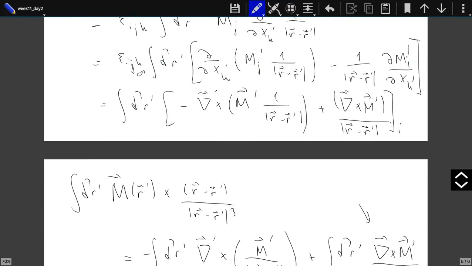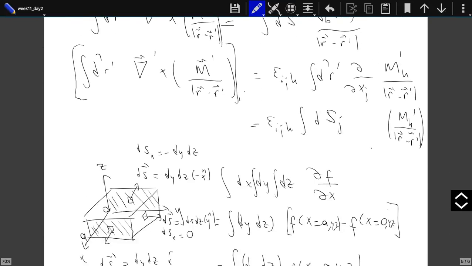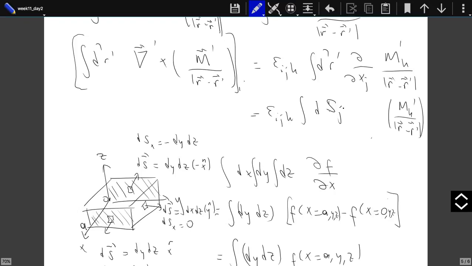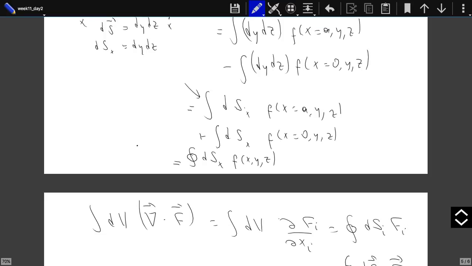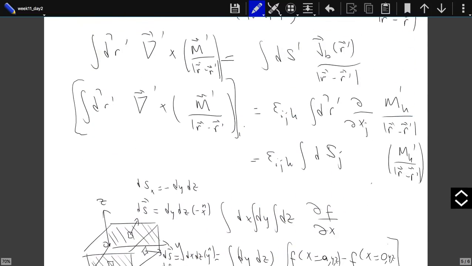Now, this result that I claimed in this derivation, this discussion, is kind of a generalization. It doesn't really have to be a divergence. It has to be some kind of a derivative. That's enough. If that is correct, well, let's come back over here.